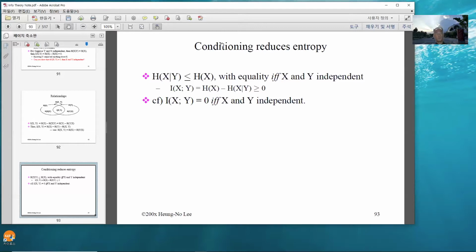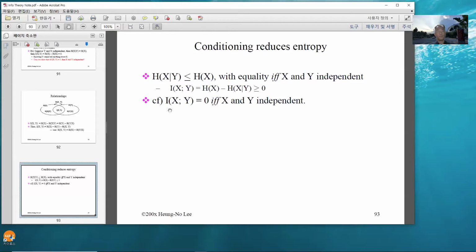So this is the result of the non-negativity of mutual information. So this one is true. Equality with the if and only if x and y independent. So we can say that conditioning reduces entropy.